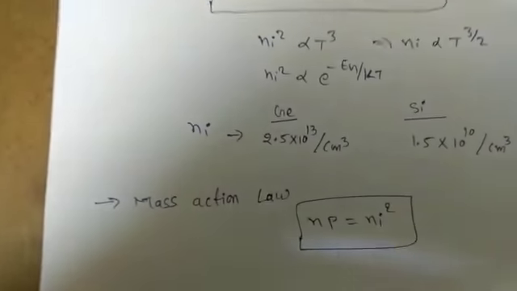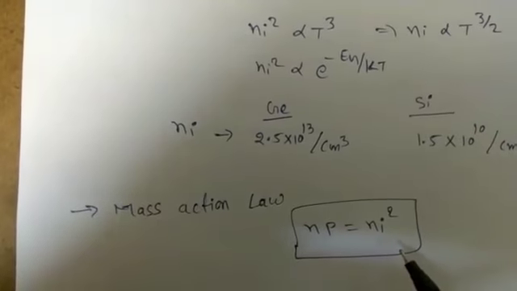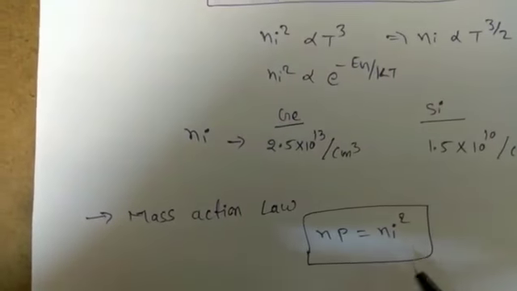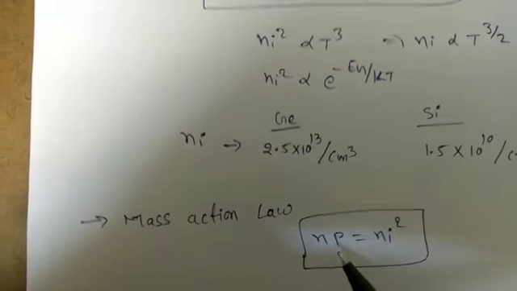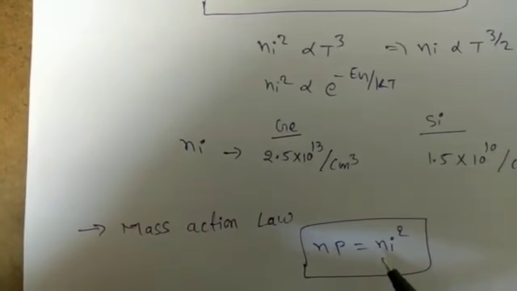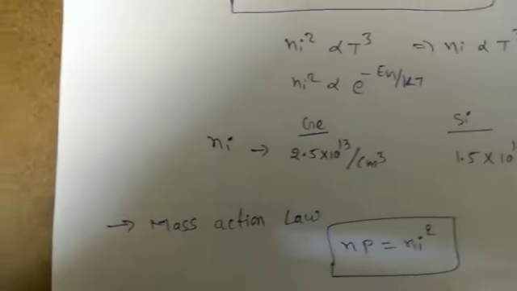Next, generally we have to use the mass action law in some problems in GATE. What is that? n into p, that is free electron concentration into hole concentration, is equal to ni square. Always we have to use this one. You have to remember the mass action law.